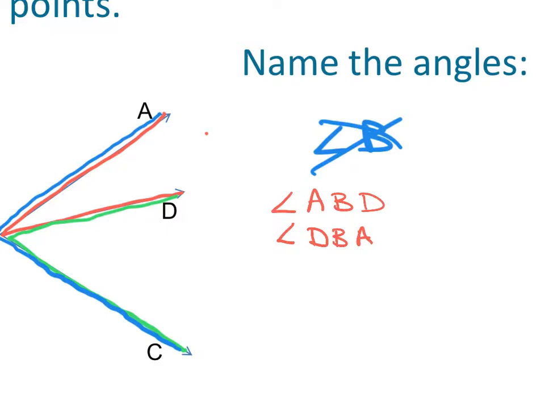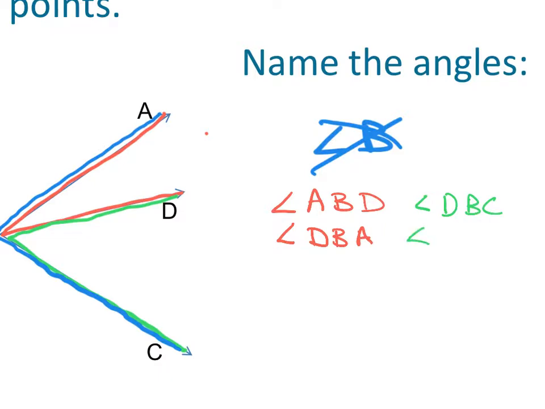Okay, so that's cool. So we've got angle ABD and angle DBA, and we understand that the vertex of that angle is whatever the middle letter is. So when we're talking about that, the vertex of that angle is B. Let's go on to the green one. Give me two names for the green one. Yes, sir. Angle DBC. Notice, start at D, imagine it's a road map. Start at D, go to B, and then B to C.